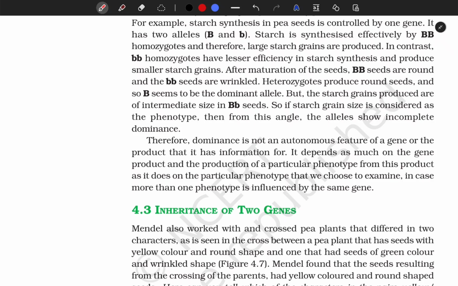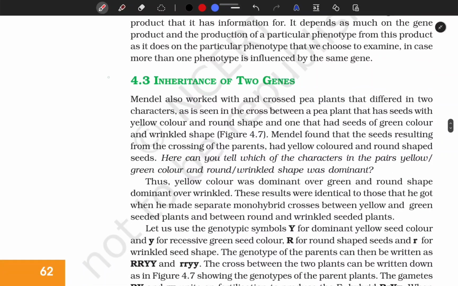Heterozygotes produce round seeds, and so capital B seems to be the dominant allele. But the starch grains produced are of intermediate size in capital B small b seeds. So if starch grain size is considered as the phenotype, then from this angle the alleles show incomplete dominance. Therefore, dominance is not an autonomous feature of a gene or the product that it has information for. It depends as much on the gene product and the production of a particular phenotype from this product as it does on the particular phenotype that we choose to examine, in case more than one phenotype is influenced by the same gene.